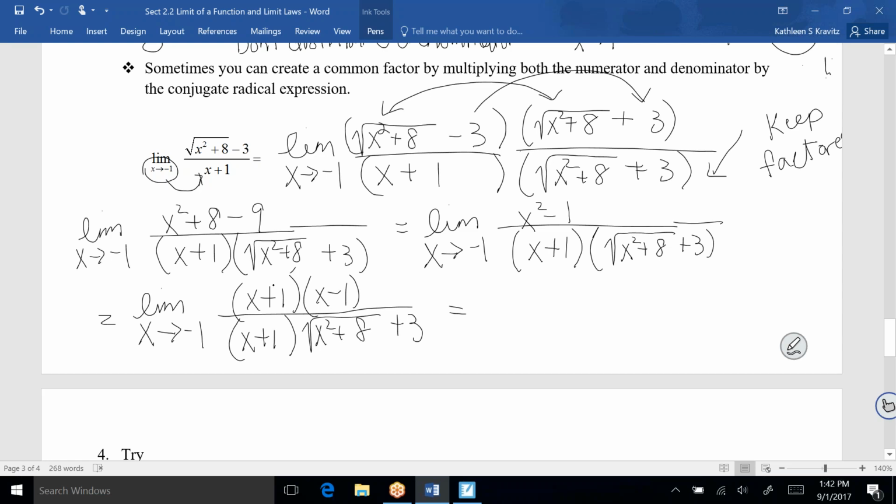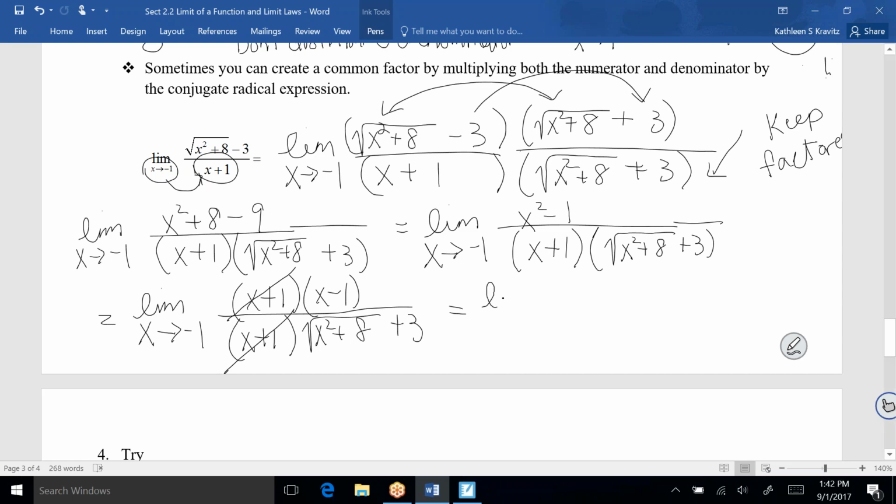And now we have that common factor that we can cancel. That is our whole goal here, to get that common factor. That's the thing that was causing us trouble in the beginning. This was our problem, the x plus 1. So now we're getting rid of that problem. When we plug in that -1, we're not going to get a 0 anymore.